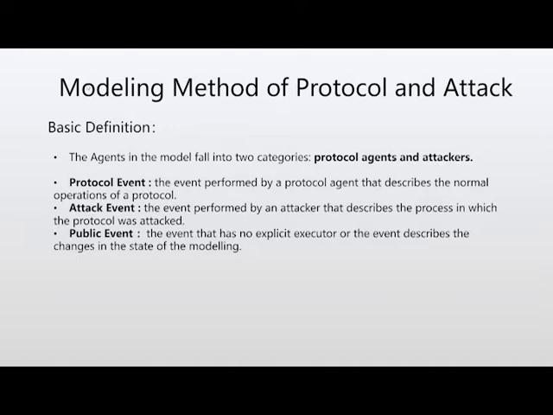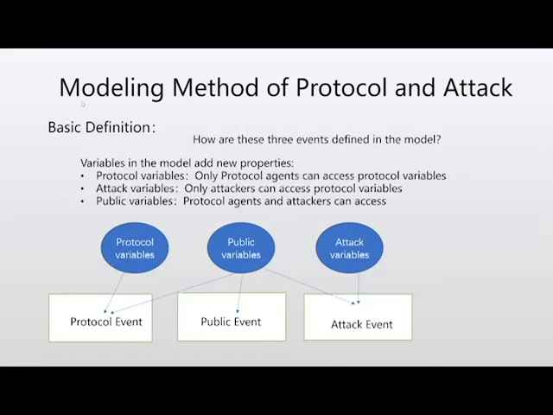Public event is the event that has no explicit executor, or the event describes the changes in the state of the modeling. So how are these three types of events represented in the model? We added three access properties for variables in the machine part. As shown in the picture, we make the following rules. Protocol events can read and write protocol variables and public variables, without any access to attack variables. Attack events can read and write attack variables and public variables, without any access to protocol variables. Public events can only read and write public variables. By modeling according to this rule, we can clearly distinguish between the types of events.